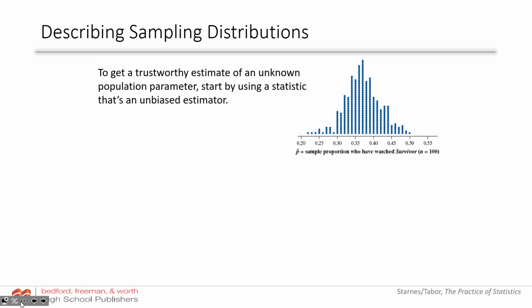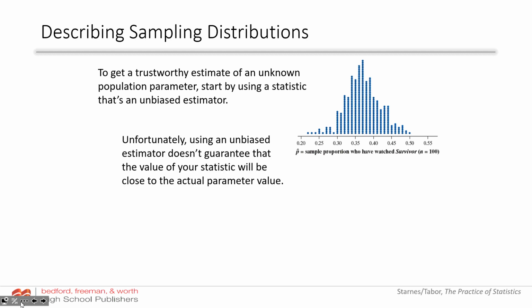Okay, so ultimately, we're only going to sample one time. We're not really going to sample over and over and over and over. We want to make sure that our one sample is a trustworthy estimate of the unknown population parameter that we're trying to estimate, right? So we need to make sure that we're using a statistic that is an unbiased estimator. But here's the thing, even if we have an unbiased estimator, it doesn't guarantee that our one sample statistic will actually be close to the actual parameter value.